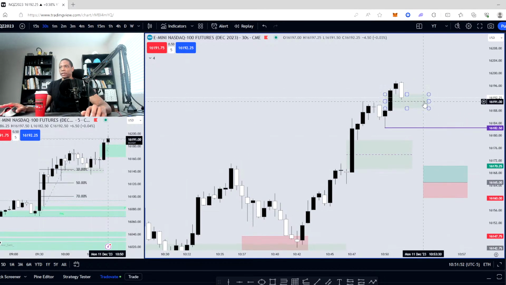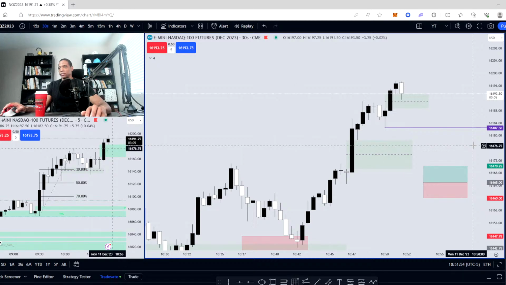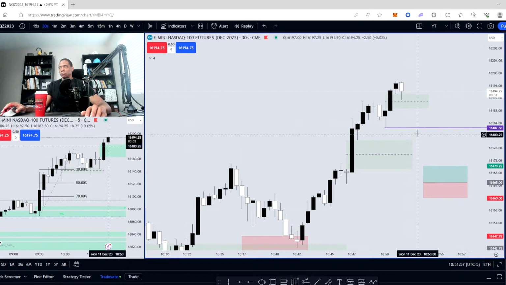Not expecting this fair value gap to hold. I do want to identify it just so I see it, but I am hoping this low gets swept.